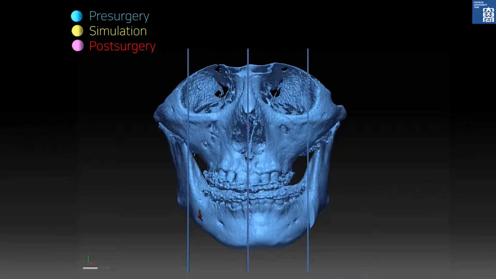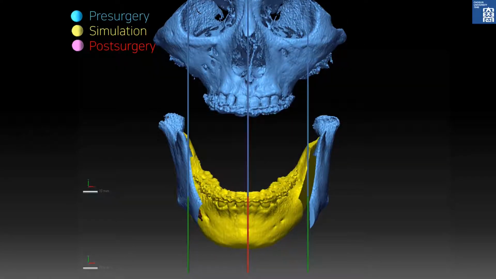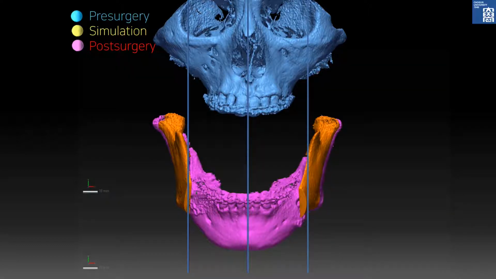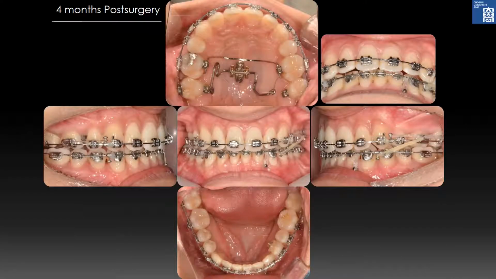Blue shows pre-surgery, yellow shows simulation of surgery, orange shows simulation of proximal segment rotation, red shows 1 week after surgery. Compared to the yellow simulation, there was 1.2 millimeters of immediate relapse of transverse correction. This was acceptable because this was less than the overcorrection. 4 months after surgery, buccal overjet was deficient on the right side.